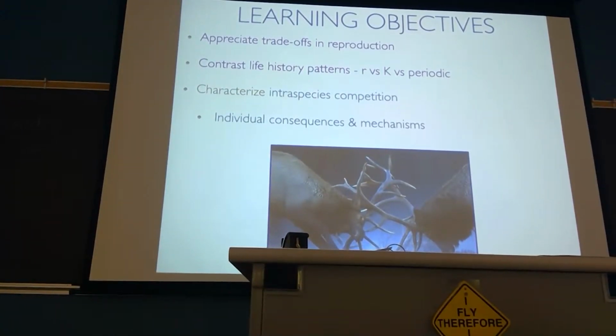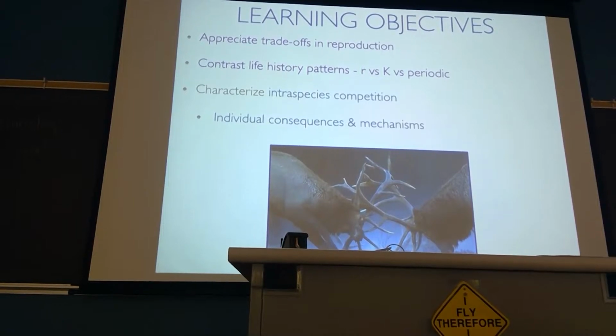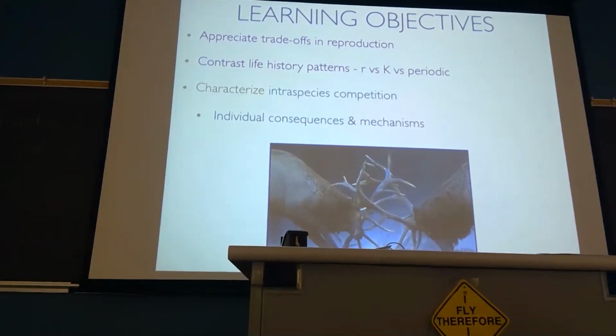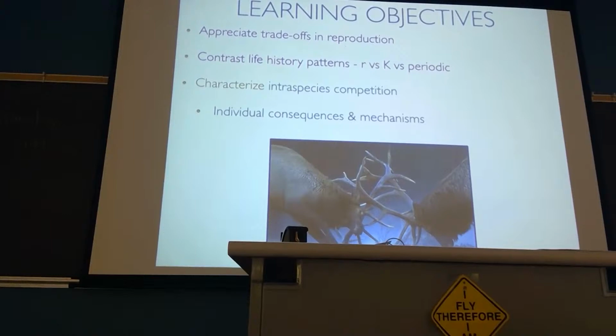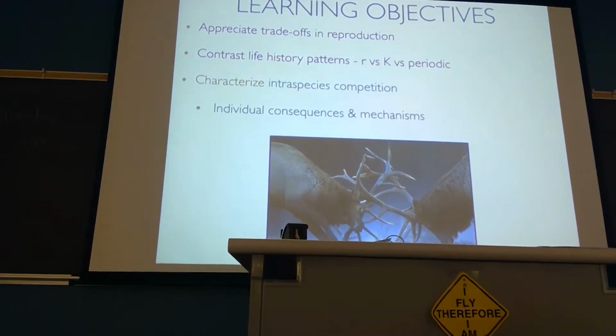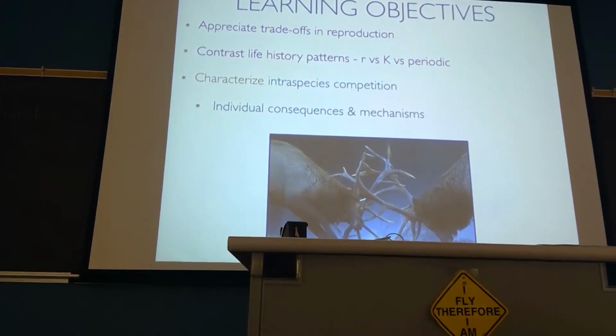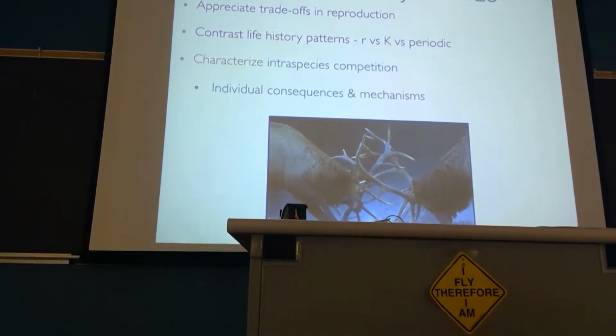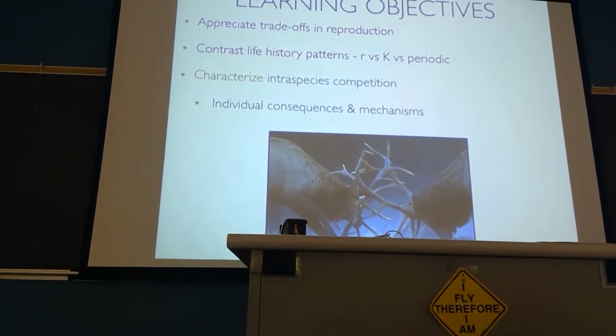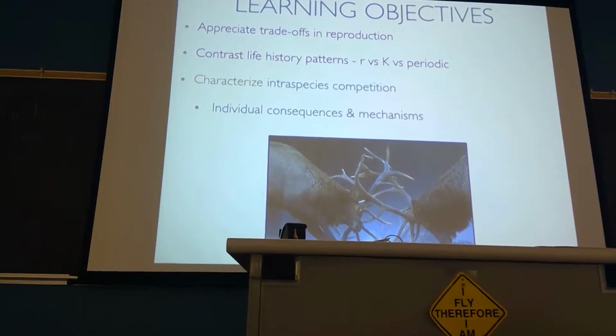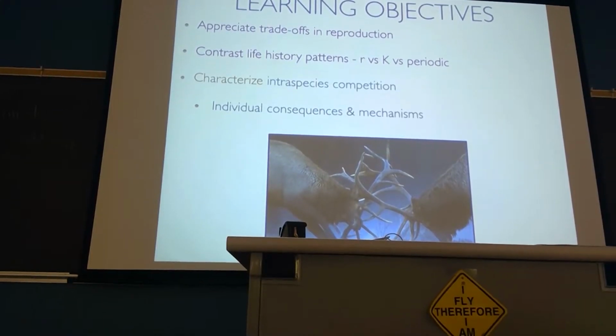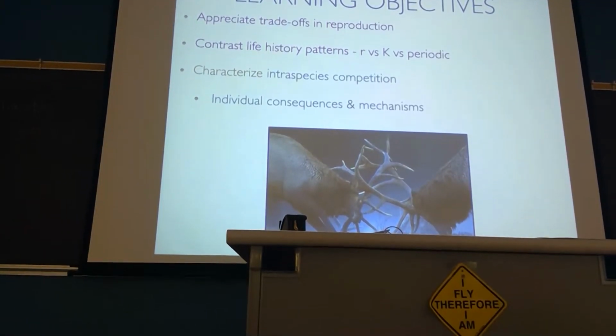And then we'll expand that to look at how we can quantify competition between individuals of different species. So we're going to talk about trade-offs in reproduction and life history patterns at the beginning of class today, and then start talking about intra-species competition. Our elk here, which are competing with each other for mates, are a prime example of intra-species competition, when organisms of the same type compete with one another for limited resources.